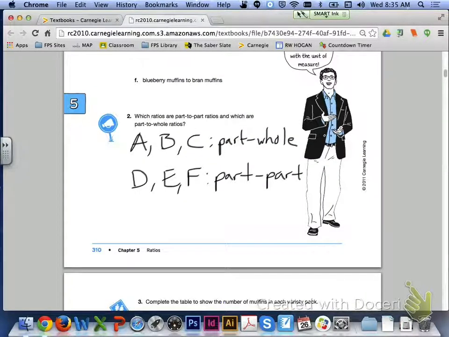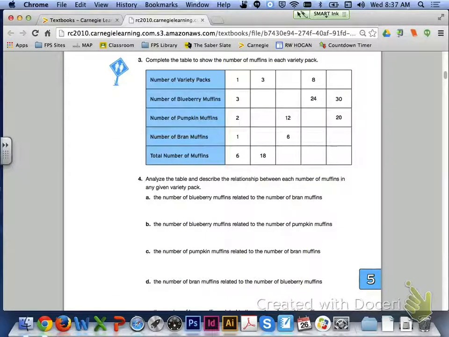If you take a look at number 2, letters A, B, and C are part to whole ratios, and letters D, E, and F are part to part ratios. Let's take a look at number 3 at the top of page 311. It is asking you to complete the table to show the number of muffins in each variety pack. So go ahead and get the table filled out with your group members.